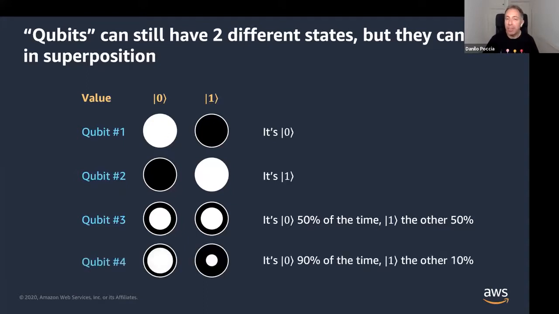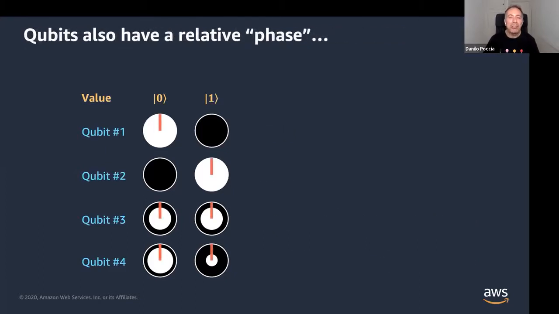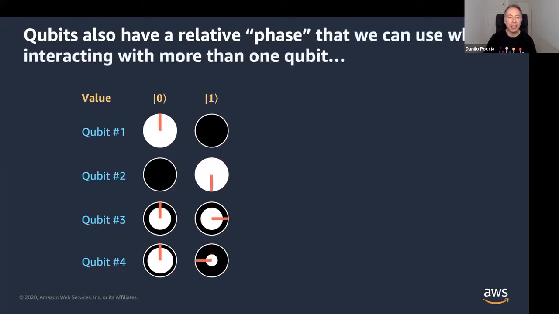And I can have lots of mix and match here. For example, qubit four is another qubit that has a 90% probability to go into state zero or 10% to go into state one. Another thing that we can add, and it's not really important for the purpose of this session, but just to give you an idea of how complex it can be: the qubit can also have a phase. It's like a direction. The relative phase of the qubits can be important, and this kind of phase, like having different directions, will change when we interact with them.